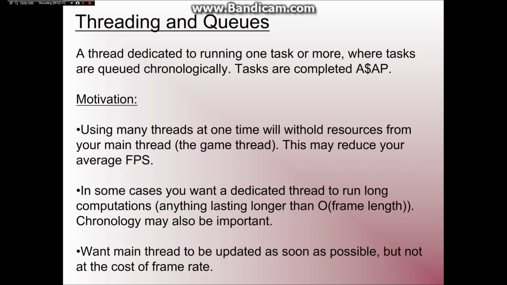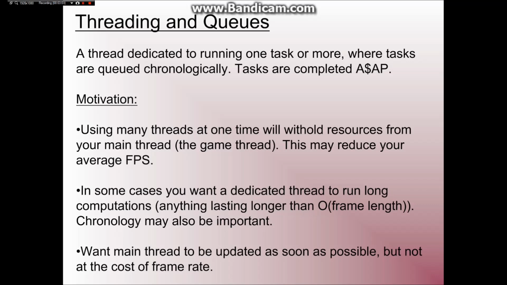So now that we've got a real sturdy background on what threads are, and the trials and tribulations of threads, let's talk about an example which I think is really good for Unity programming, and that's queues. Basically, a threaded queue is when you have a thread dedicated to running one or more tasks, where tasks are queued in chronological order. You queue tasks from the main thread onto this worker thread, and they just get completed as soon as this thread becomes free.